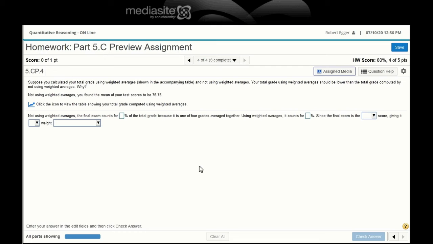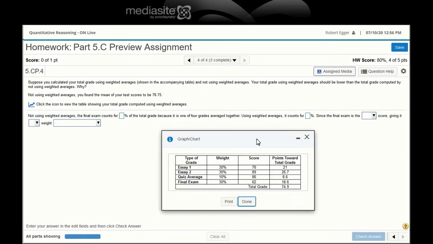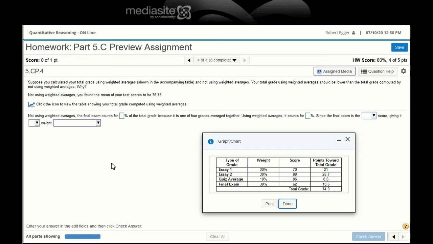Okay, so let's see. Last question. Suppose you calculate total grade using weighted averages shown in the accompanying table, and not using weighted average. The total grade using weighted average should be lower than the total grade computed by not using weighted averages. Why?